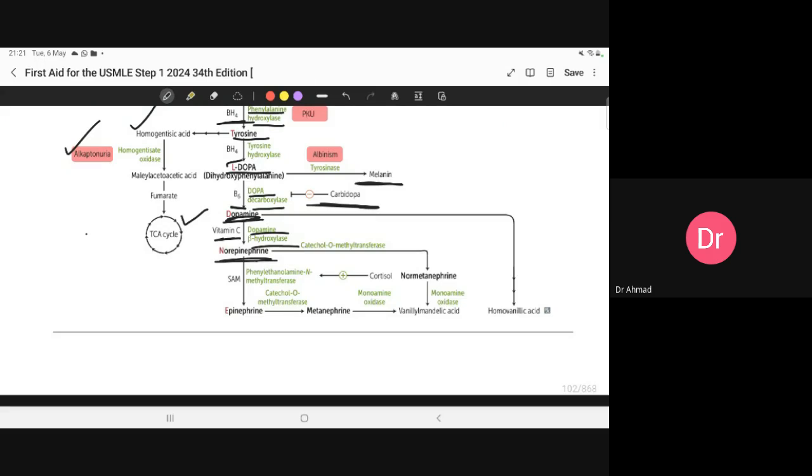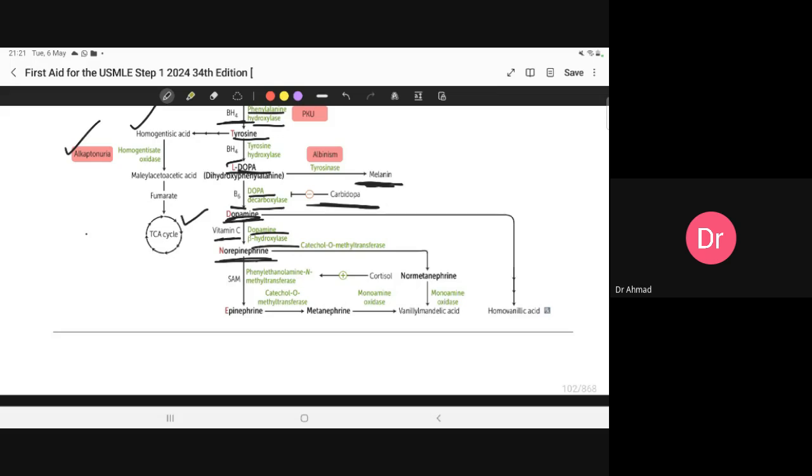Now L-dopa, as I told you, is also converted into melanin. If you do not have the enzyme that produces melanin, tyrosinase, you can have albinism. Sometimes they like to ask how vitiligo is different from albinism. In vitiligo you have destruction of melanocytes. In albinism, you have tyrosinase enzyme deficiency.